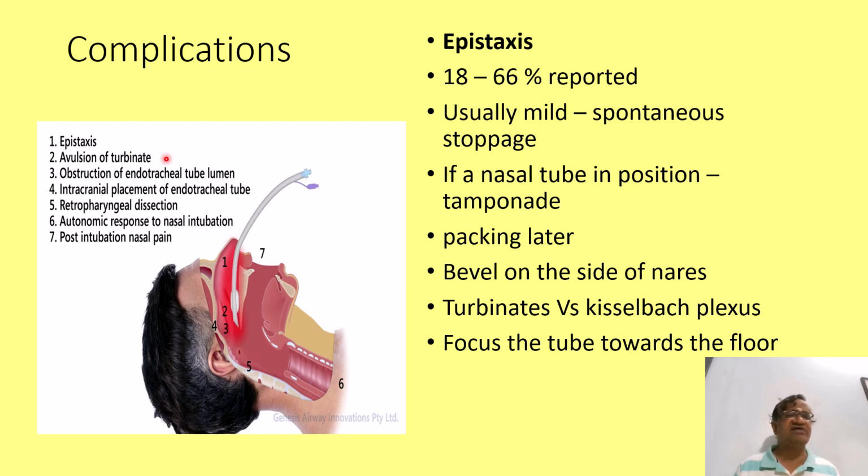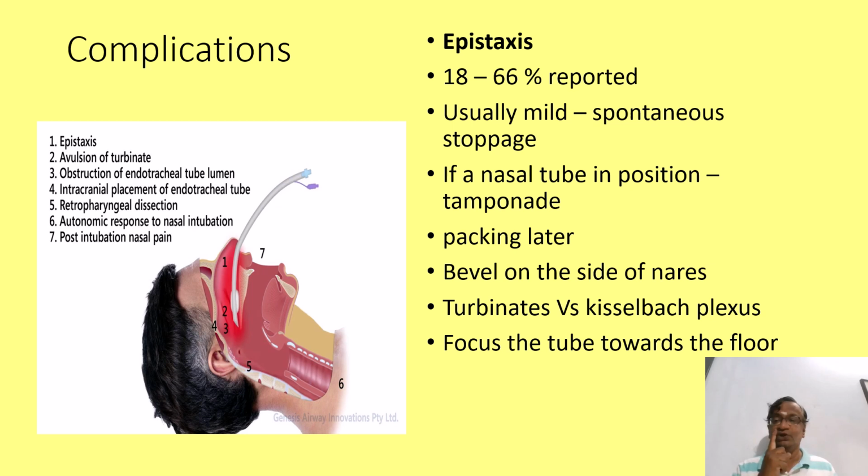So epistaxis, avulsion of turbinate, obstruction of endotracheal lumen. See, for example, a big adenoid chunk is there in that tube. As soon as you put the tube, you cannot ventilate because the chunk of adenoid is in the tip of the endotracheal tube. So bevel on the side of the ears, we can hit the turbinates or injure the Kiesselbach's plexus. Focus the tube towards the floor.